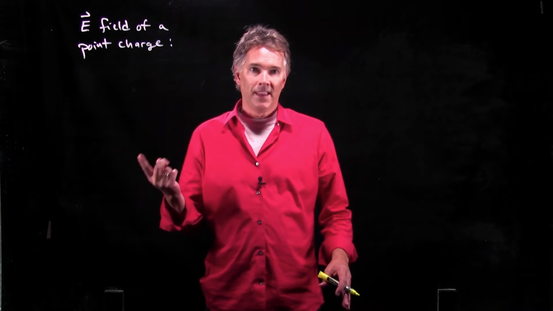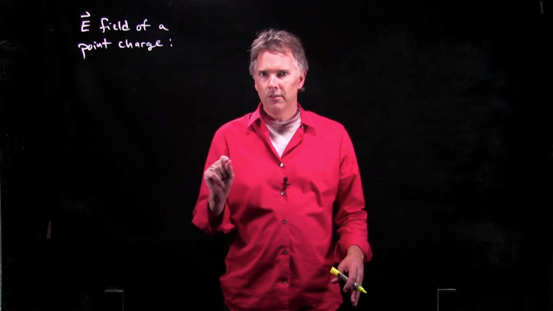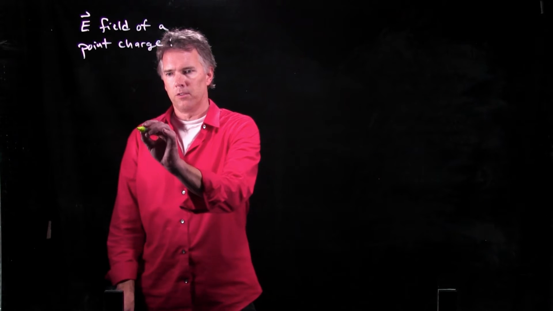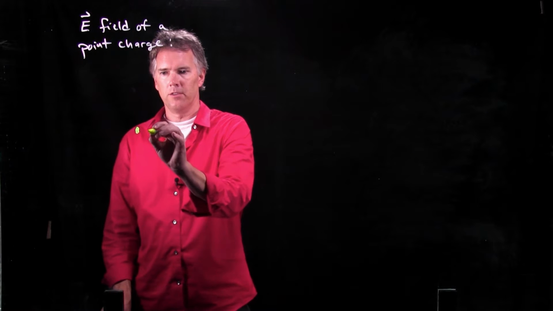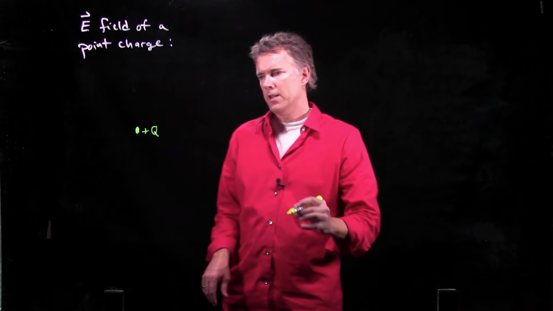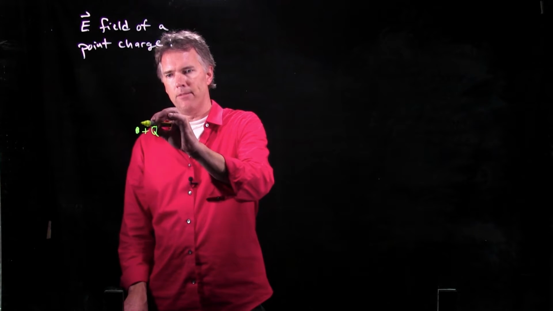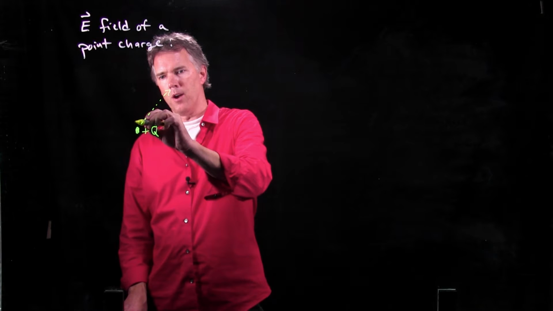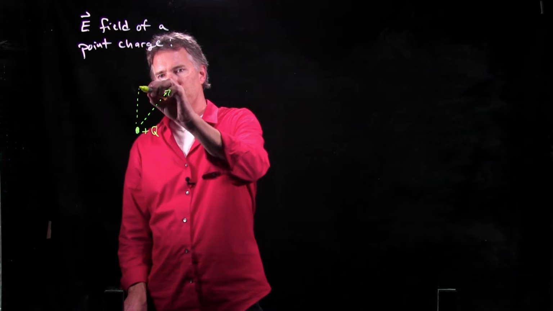Let's see if we can calculate the E field of a point charge, and let's do it using Gauss's law. So we know what a point charge looks like. Here's our point charge, let's call it positive Q. And that point charge has an E field that is pointing everywhere radially outward. And you'll see why I'm going to draw it with dashed lines in just a second.